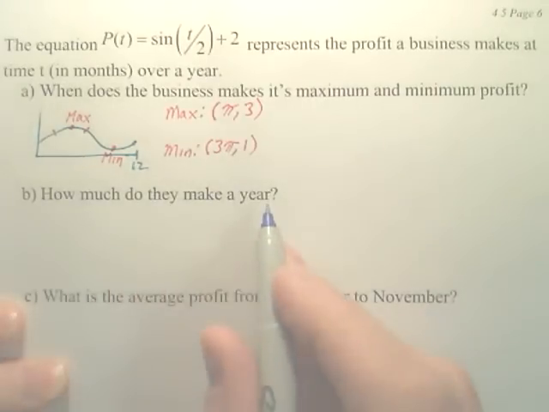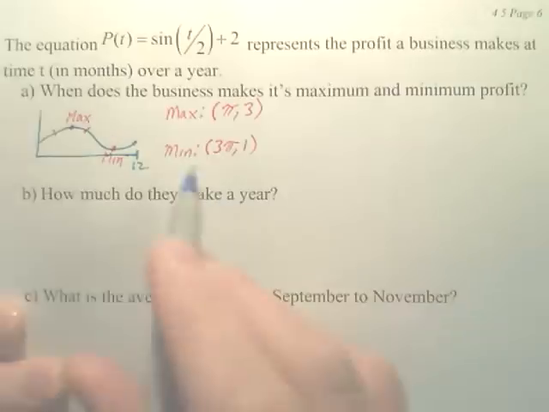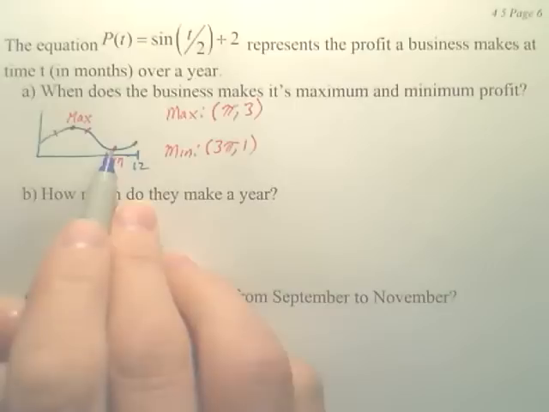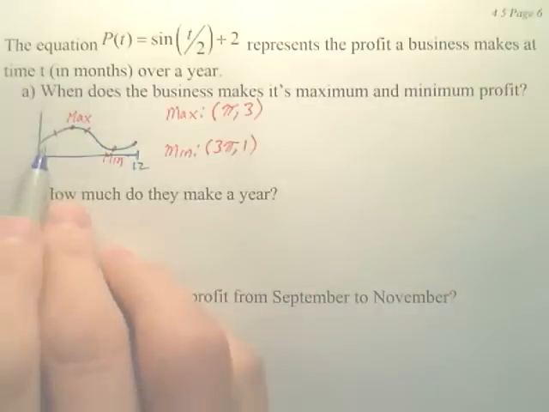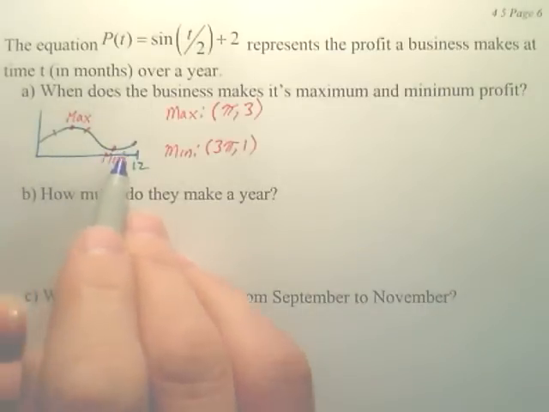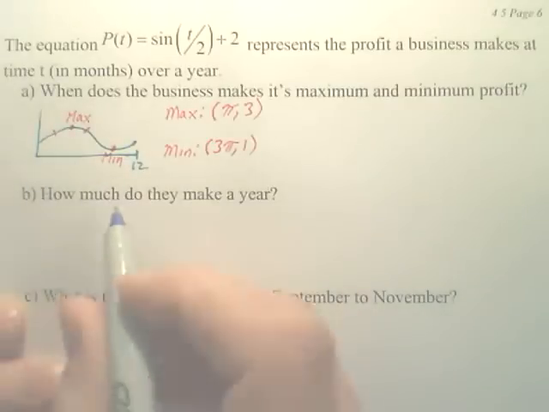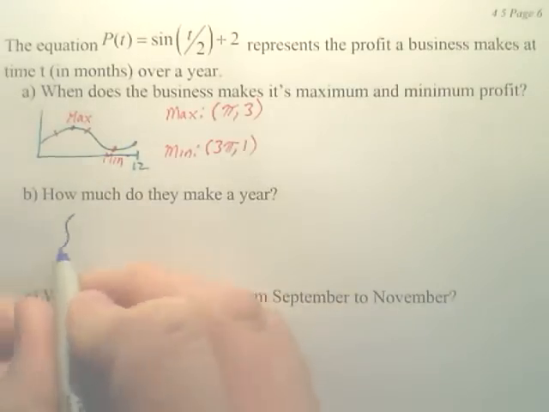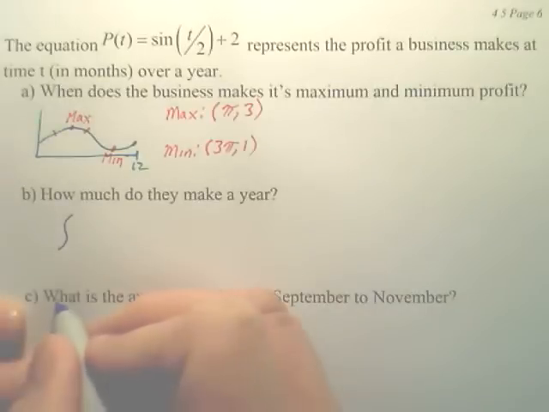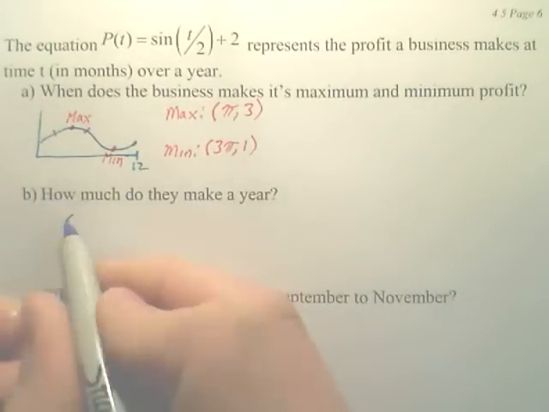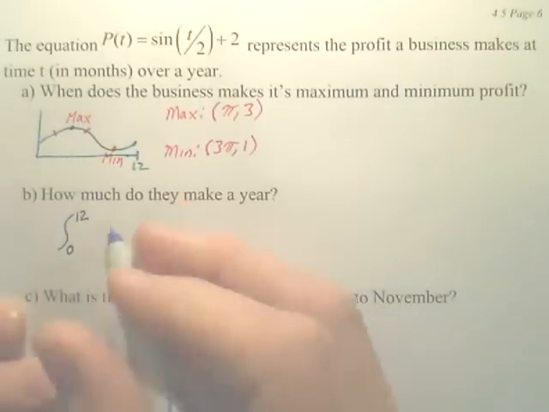How much do they make a year? Well, if that's how much they made at 3.14 months, and that's how much they made at 9.4 months, aren't you just going to add up all these incomes? Because you're making that much. And how do you add up a whole bunch of incomes? You integrate. And what are you going to integrate from? You go from 0 to 12, into the 12th month.